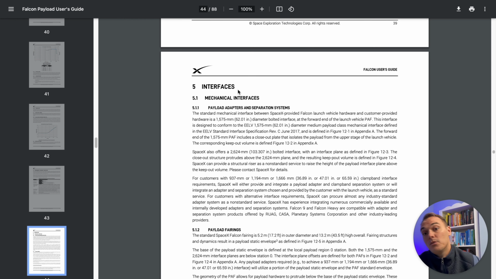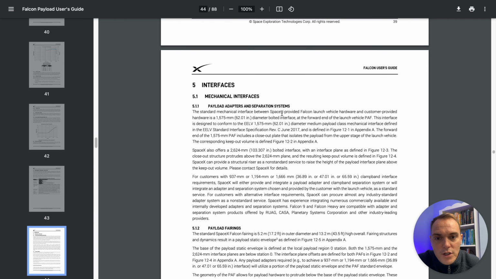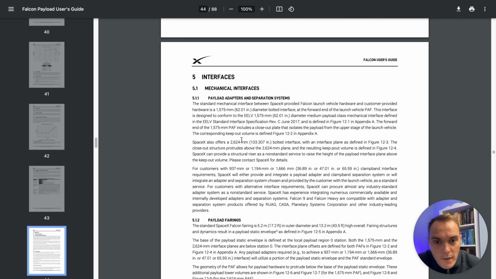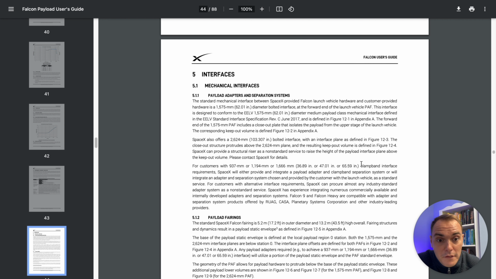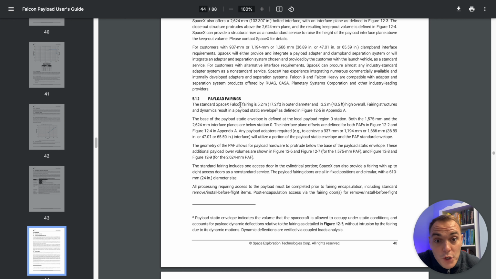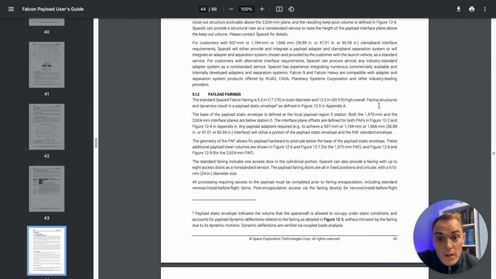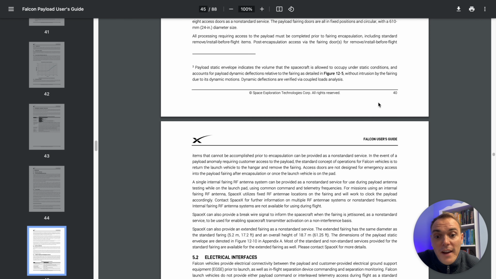Okay, interfaces, this is what I was looking for. Right, so here we have mechanical interfaces. It talks about payload adapters and separation systems. It talks about bolted interfaces. It also talks about different sizes of stuff that you might have. It can have a clamp band. You can also have fairings, so you might have to put your stuff in fairings.